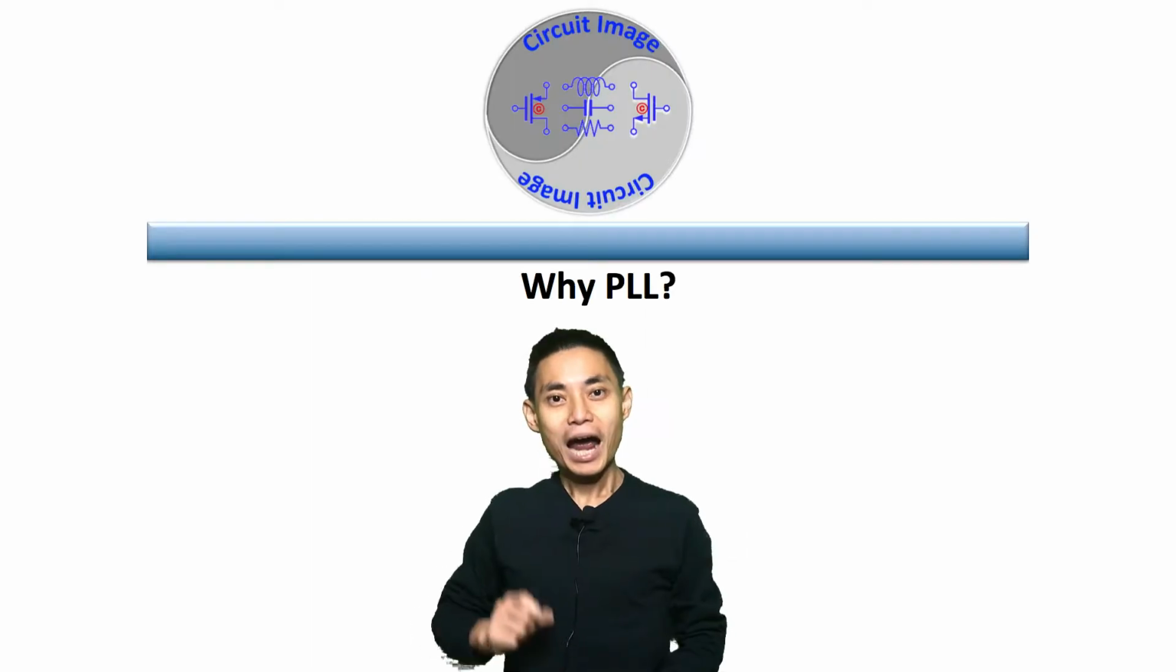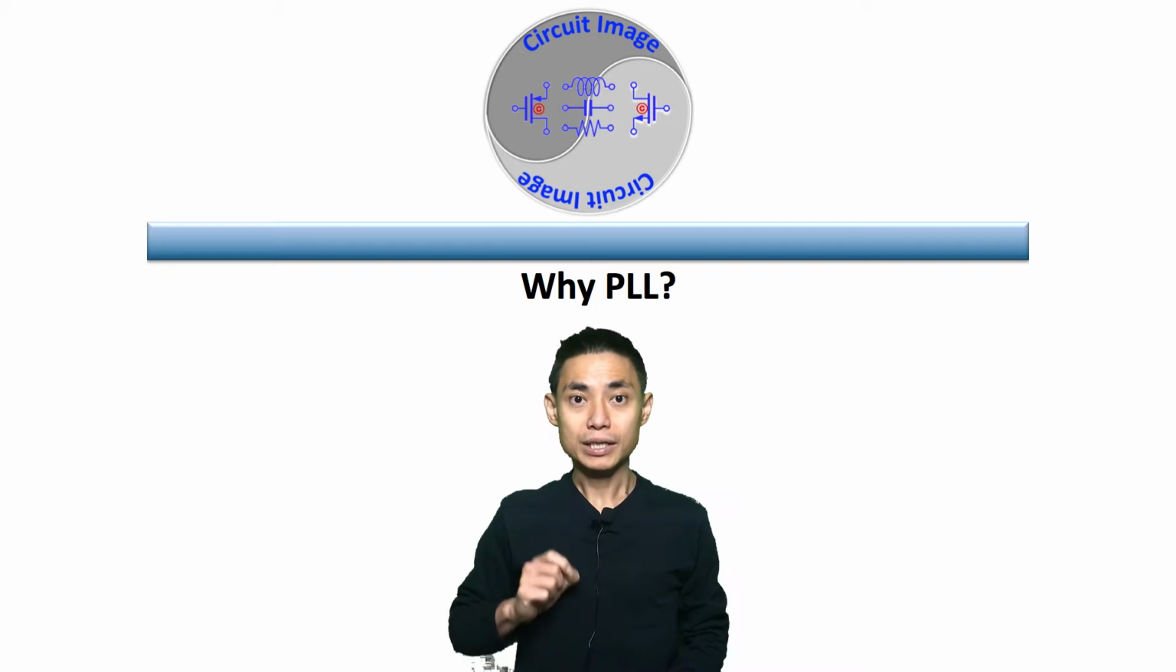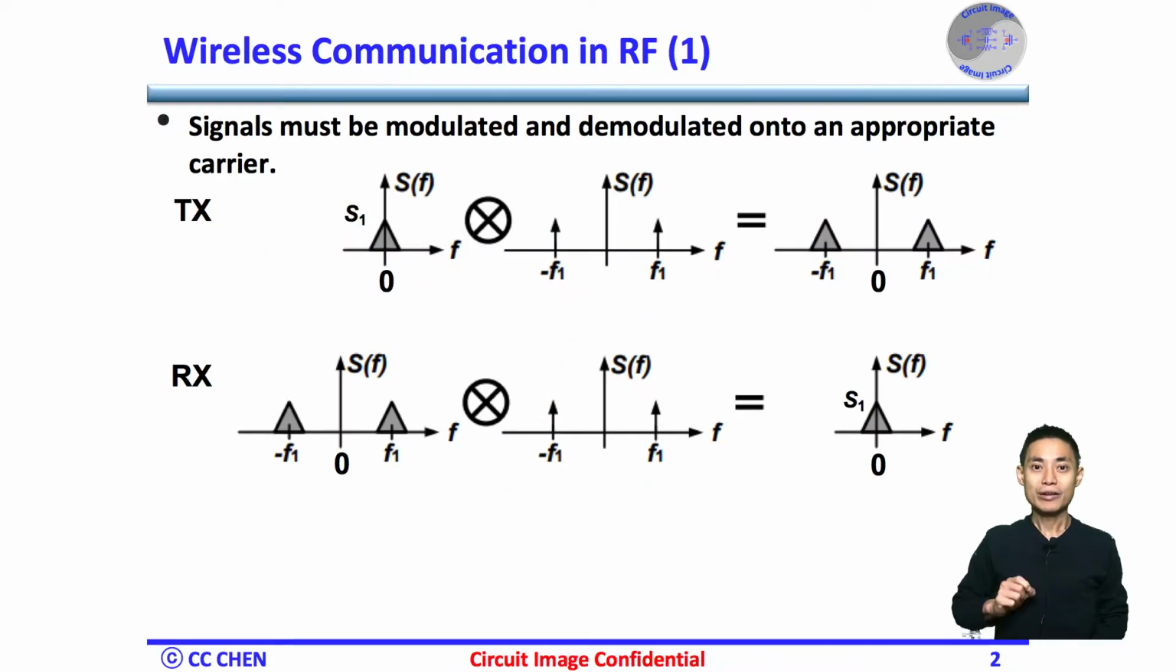In this video, I'm going to show the image of why we need a phase-locked loop, PLL, in communication systems. In wireless communication, the signals must be modulated and demodulated onto an appropriate carrier. As you can see in the frequency domain, the signal or information has its own bandwidth around the DC. At the transmitter, the signals must be upconverted to the frequency F1 from the baseband signal.